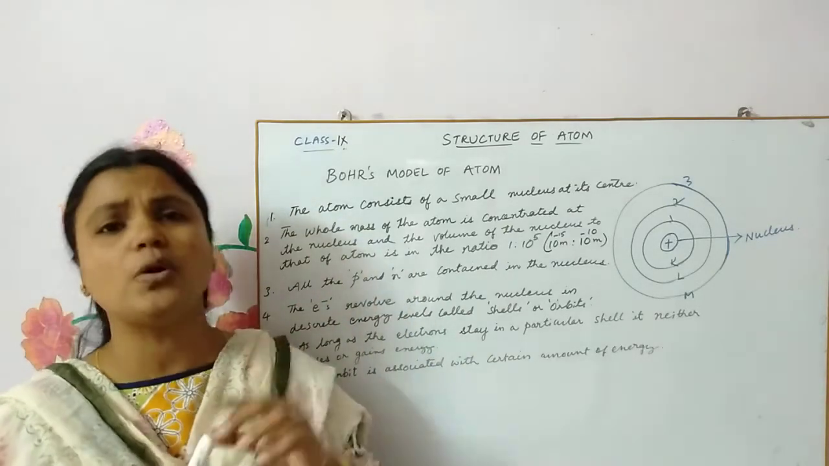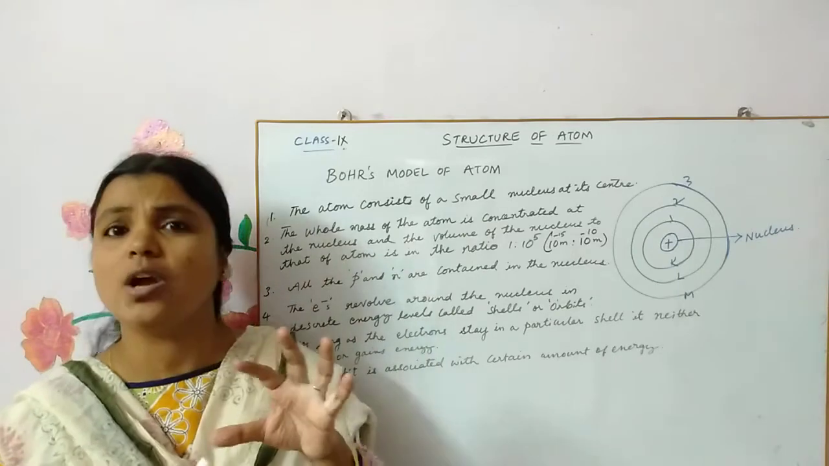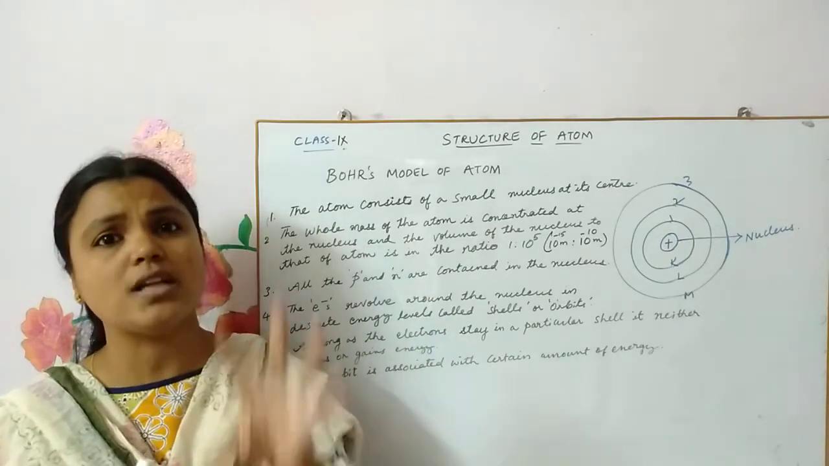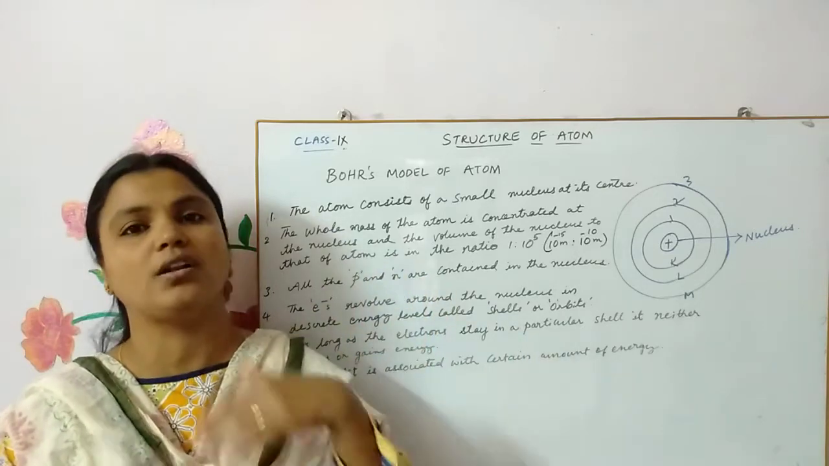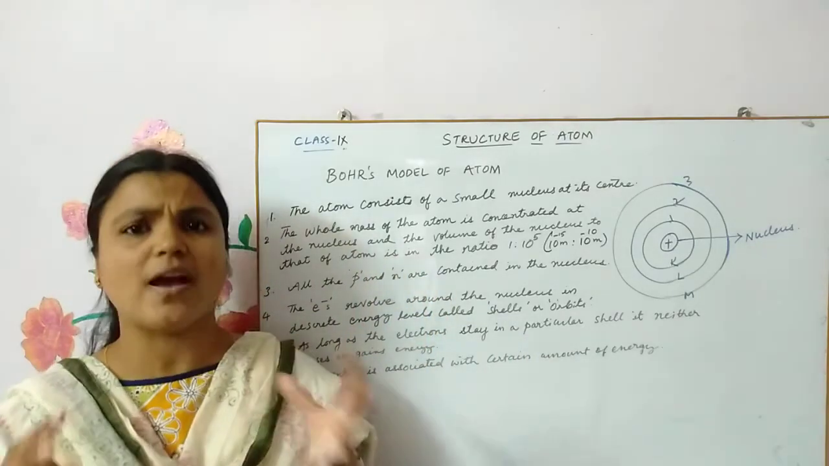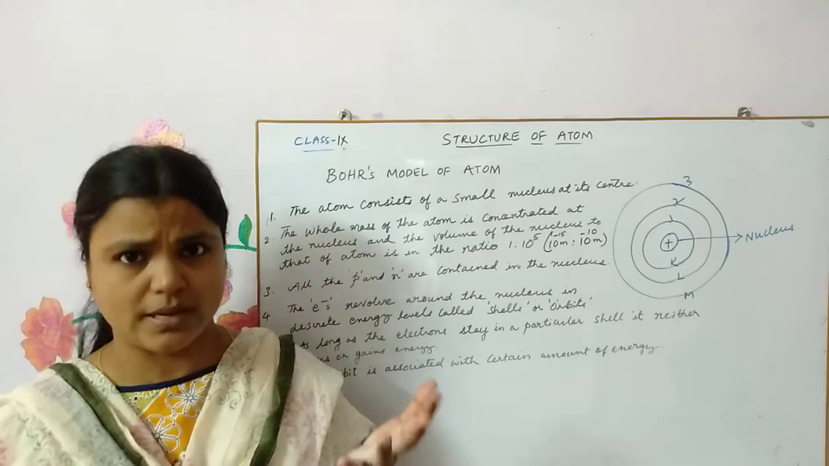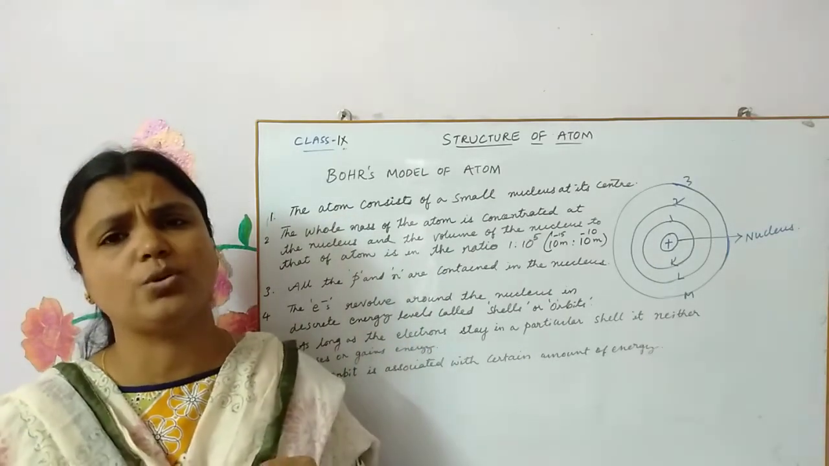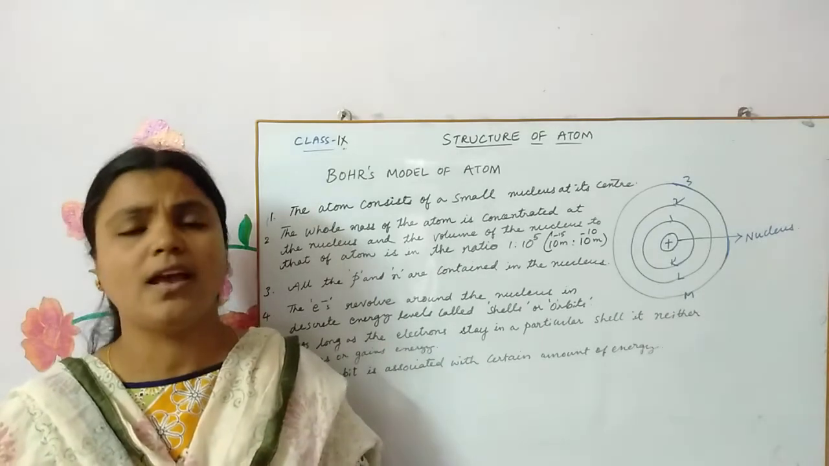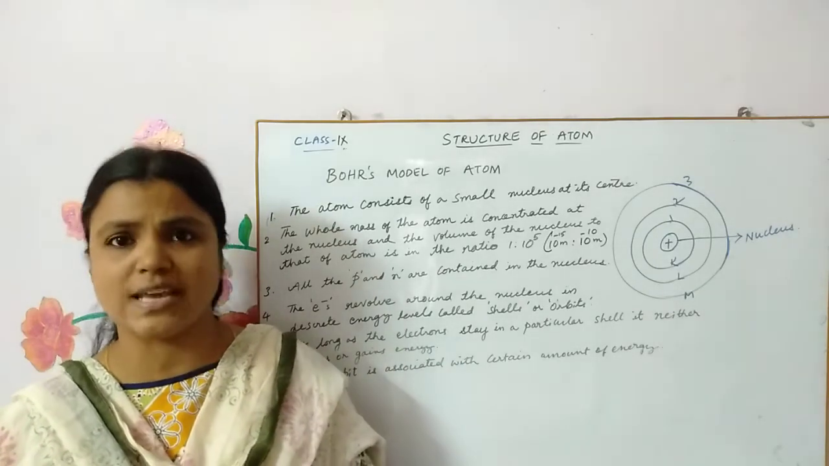Rutherford's model could not explain why electrons are not ultimately radiating all their energy and why they are not collapsing into the nucleus, and why the atom is stable. If that were the case, the electron should collapse into the nucleus and the whole atom should collapse, but we know that atoms are very stable.